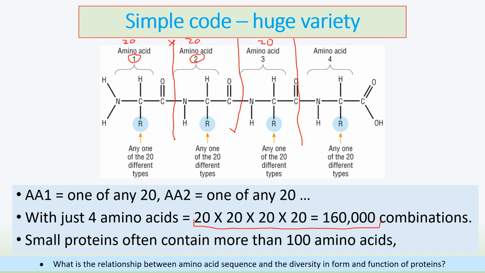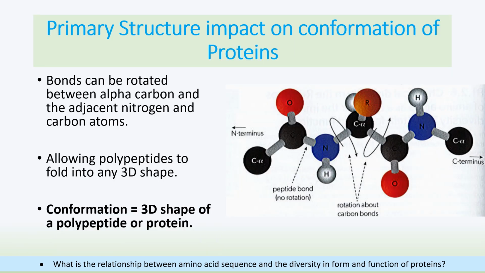Small proteins normally contain more than 100 amino acids. The smallest protein is insulin, and that will contain about 50 amino acids to start off with. It gets a bit more complicated than that, but it shows you there's a huge variety of amino acids.